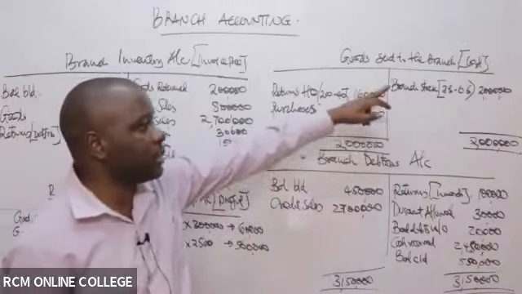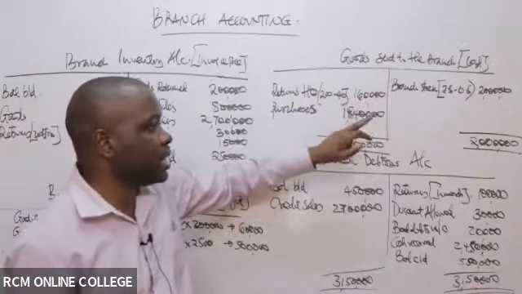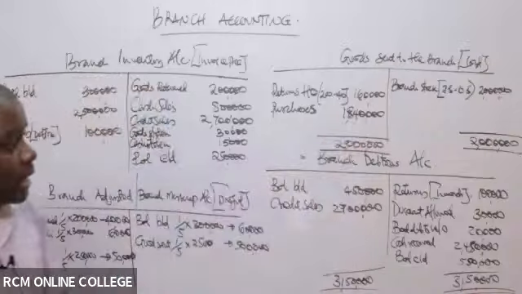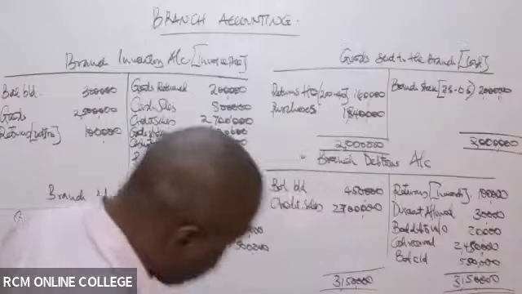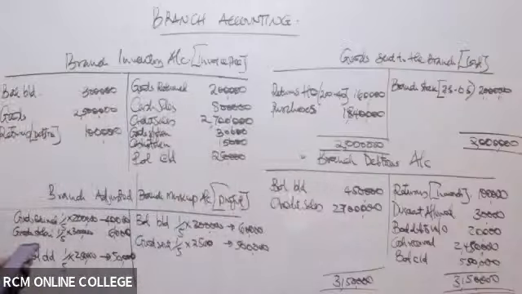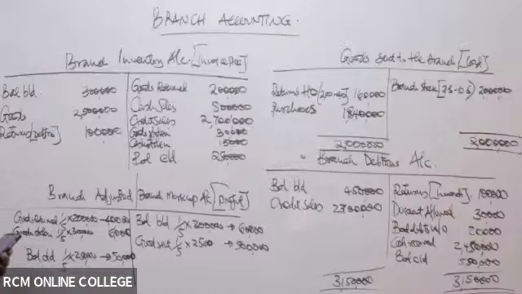So the goods sent to the branch, the balancing figure here, will be the purchases to the branch. So that will be 1840. Then we come now to the branch inventory account. You can be able to balance this one. The branch inventory account. I think we have goods returned, cash sales, so debtors.